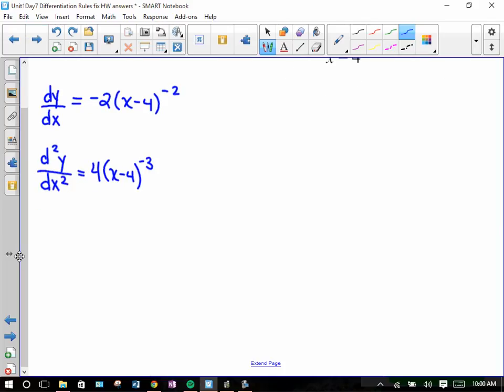How do you find a third derivative? Negative 3 times 4 is negative 12, times x minus 4 to the negative 4. You're done. Those are the first three derivatives. Not bad at all, pretty straightforward. Any questions?